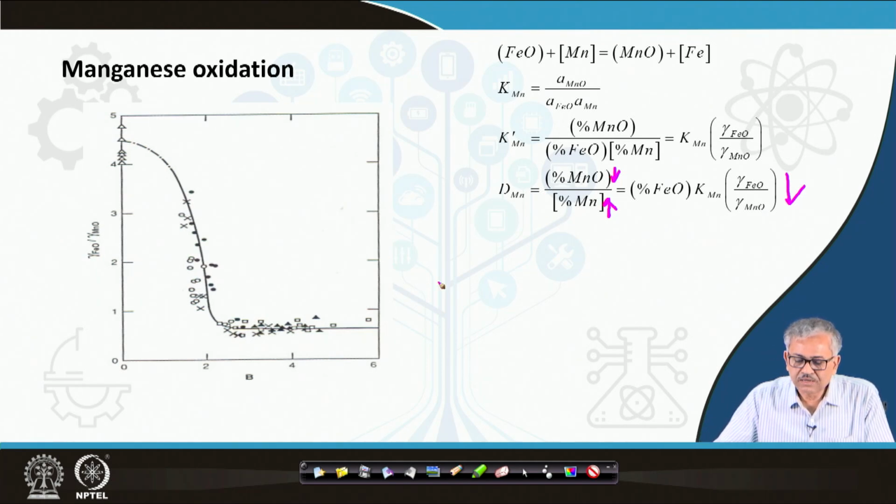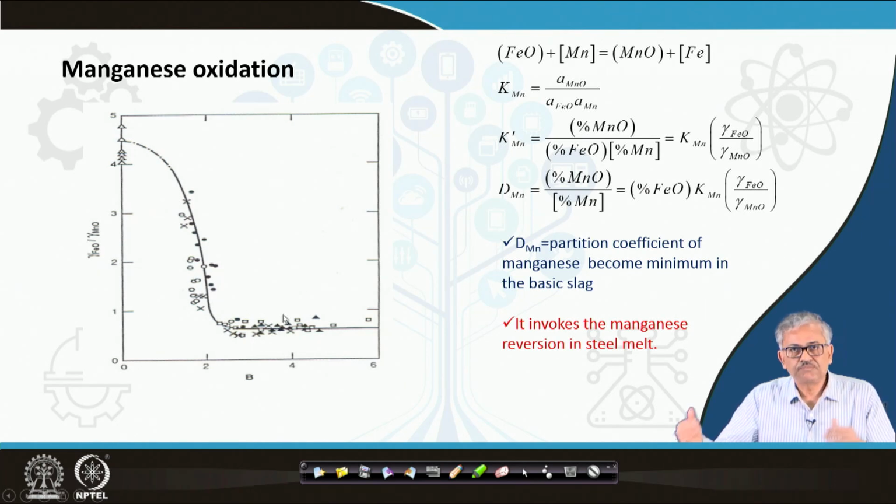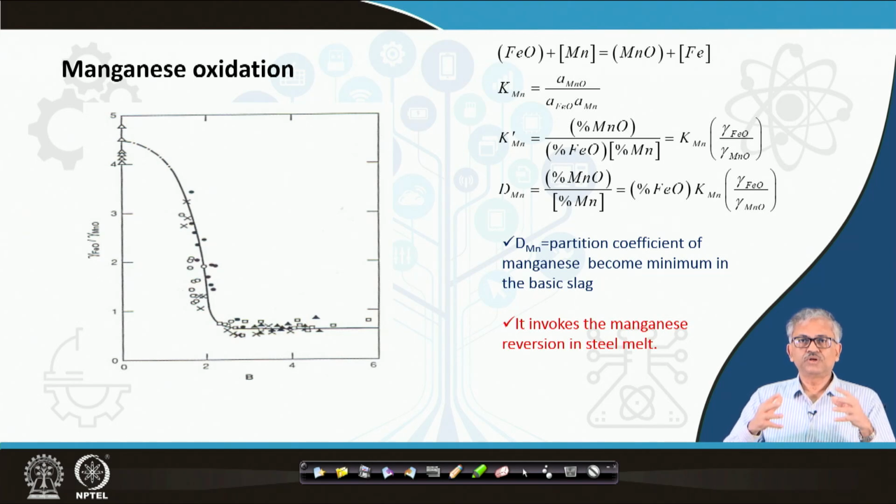So, under basic slag condition, you get the partition coefficient becoming minimum, right, that is true. And it invokes the manganese reversion in the steel melt. So, some manganese reversion takes place. So, in basic slag condition manganese reversion takes place, that is some of the manganese oxide in the slag breaks to manganese and the manganese goes into the metal, because MnO does not become comfortable in the basic slag, their activity increases.